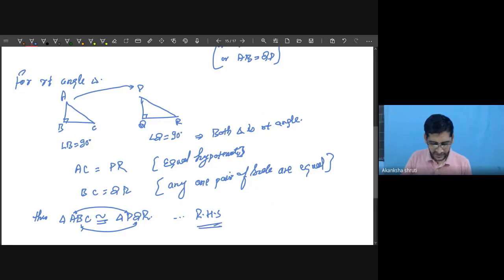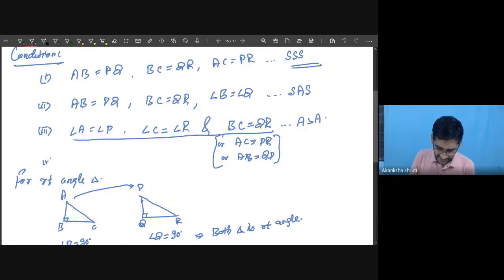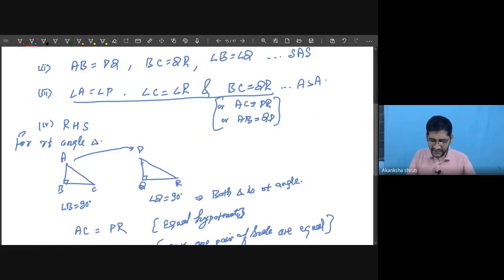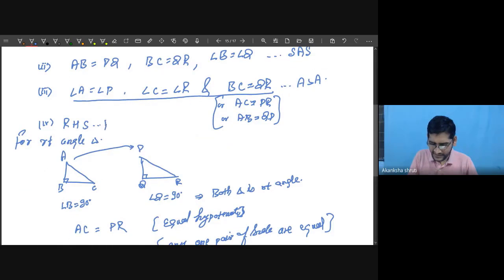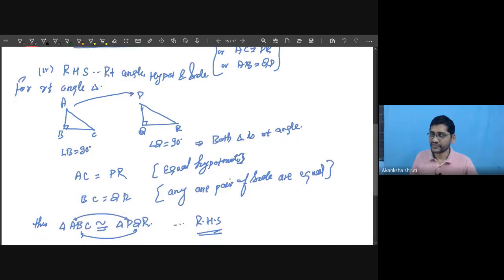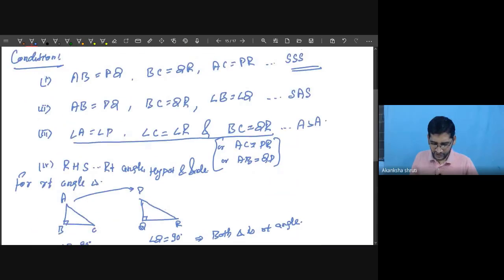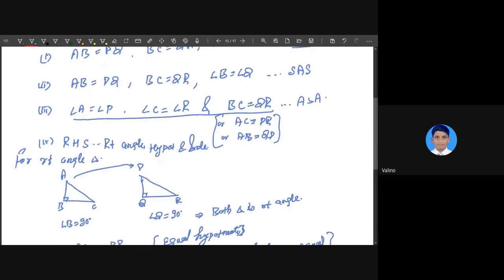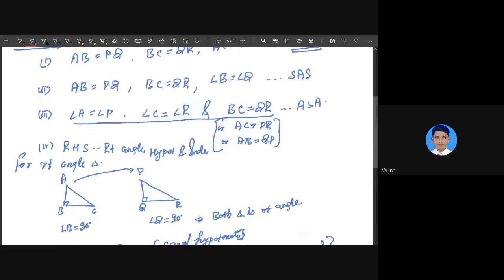So the fourth one is our RHS: right angle, hypotenuse, and any one side. If the right angle, hypotenuse, and side of the two triangles are equal, then the two triangles will be congruent. So it is this one. Is there anything more? Sir, AS. Yeah, angle side.